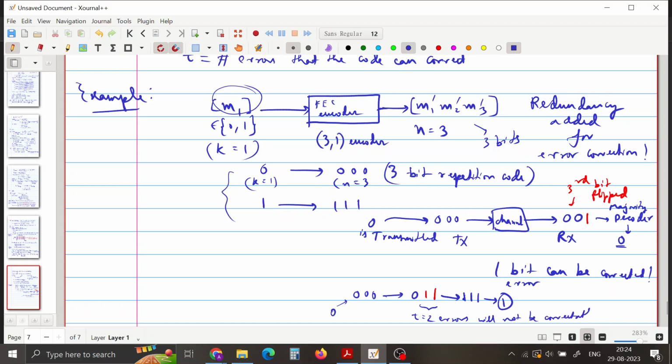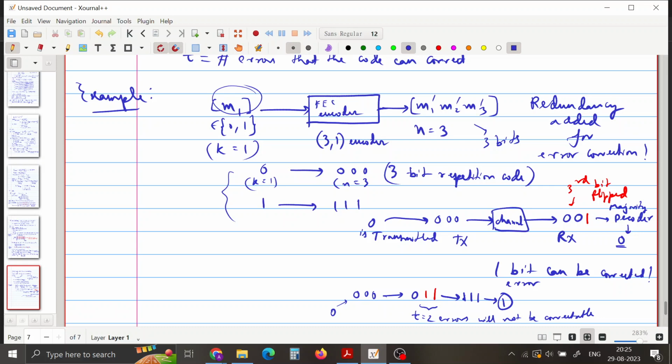So here my logic will fail. That's why if there is only one error in this scenario, I'm fine. You get the idea, right? So this is a 3,1 repetition code, a fairly simple example of the scenario that we discussed. It has one error correcting capability. If there are two errors, it fails. That's what we saw just now, right?